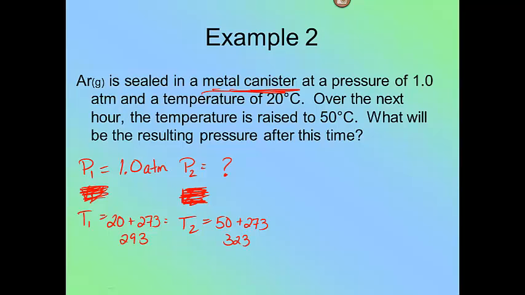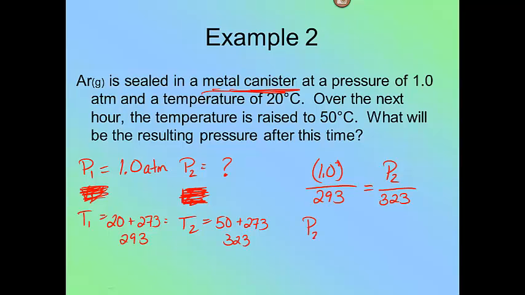So when I plug it in, I plug in my 1 atmosphere on the top, but now I have no V1. I just leave it blank. I plug in my T1. My P2 is what I'm solving for. I don't have a V2, so I'm going to leave it blank. So notice that I just left out anything that stayed constant. And I'm left with this formula.